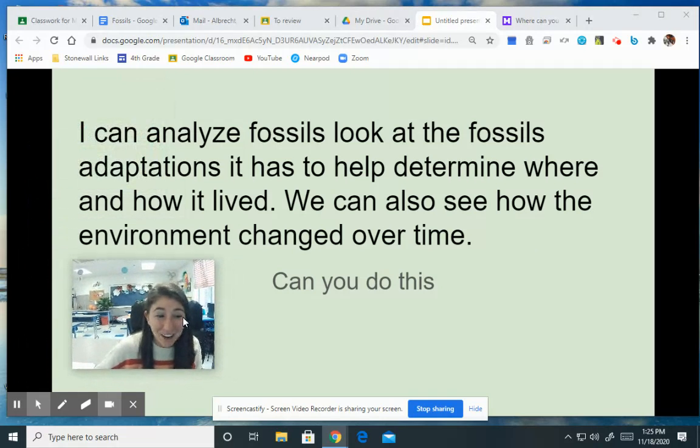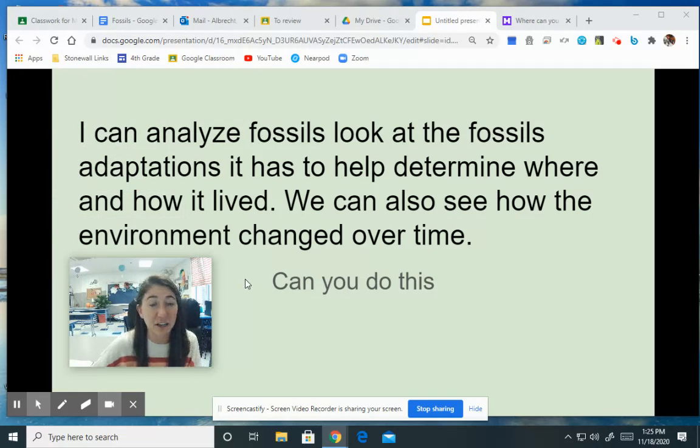So, when we talk about this unit, there are a couple of things that we're focusing on. So let's look at our I can statement. So I can analyze fossils and look at the fossil adaptations and the adaptation it has to help determine where and how it lived. So for example, if I see a fossil that kind of looks like an ancestor of a fish, I see that it might have fins, maybe a dorsal fin. I can see maybe by the impression it made that it has gills. I can make the inference that it probably lived in water.